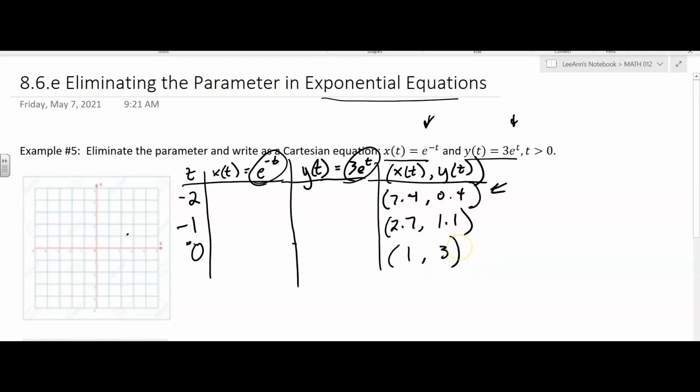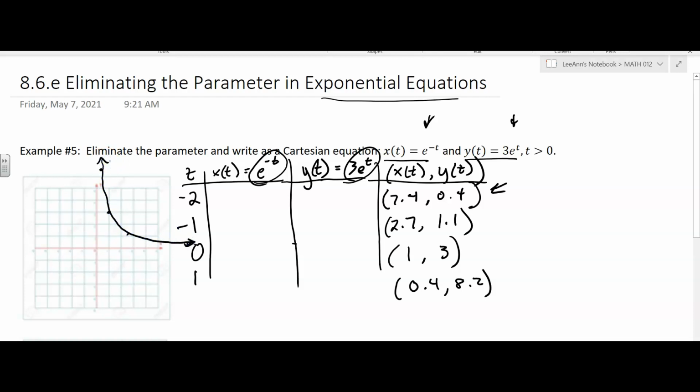So now I'm going to plot that point, 1, 3. So what I'm doing is I'm just picking some values for t and finding the ordered pairs so I can get an idea of what the graph looks like. And then I'm going to put in 1, and I got the point 0.4, 8.2. Okay, so it's going to be like up here someplace. And so I get this graph kind of looking like that somehow.